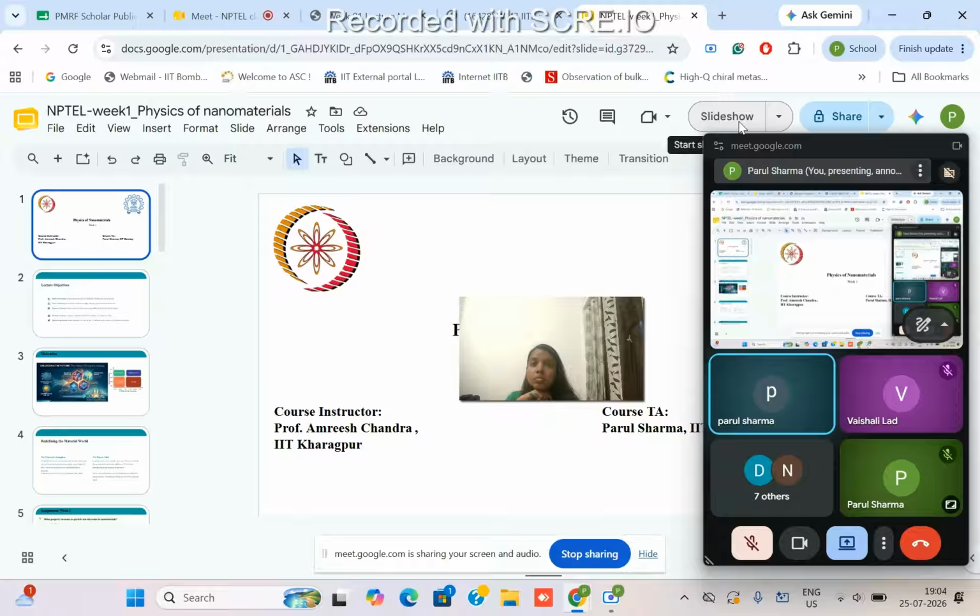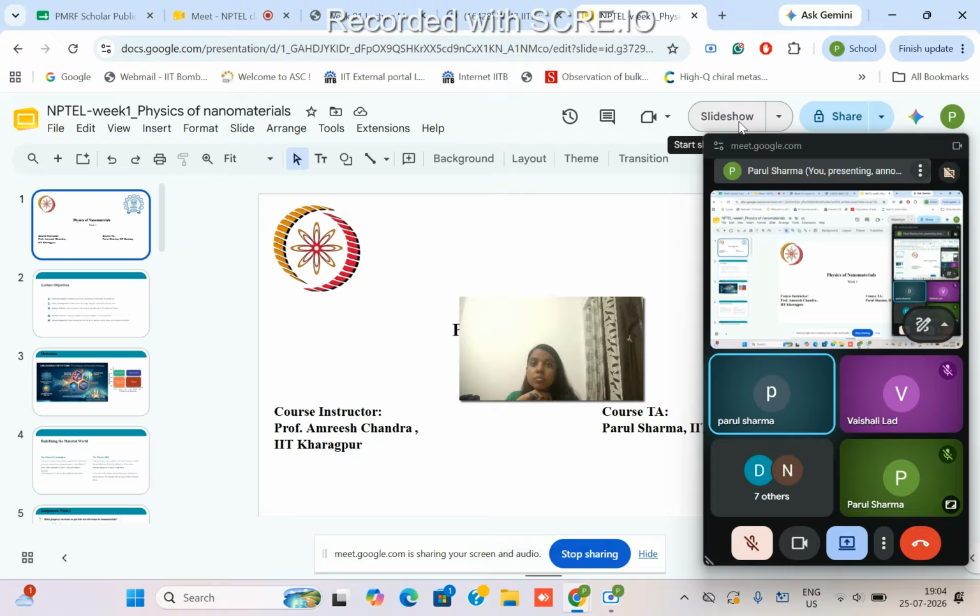After that, there is classification of the nanomaterials, which is 0D, 1D, 2D, 3D. So that is called the structural taxonomy. So we will classify the materials on the basis of the confinement of the nanomaterials in all the dimensions.